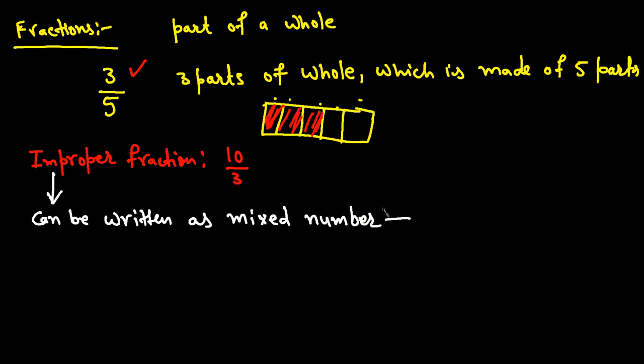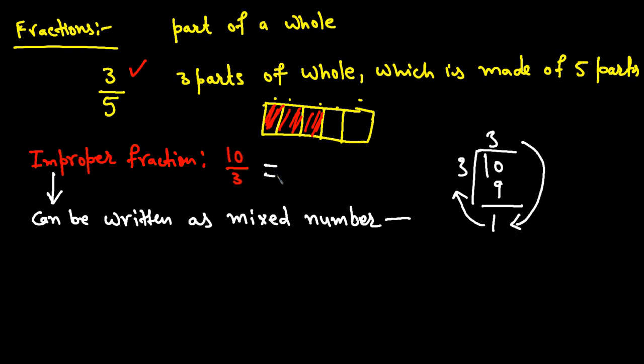So a mixed number is basically a sum of a whole number part and a fraction part. I'm gonna show you what it means. So let's say 10, I'm dividing it by 3. So 3 goes into 10, 3 times, gives me 9. I'm left with the 1 remainder. So it can be written as 3 and 1/3. So that is a mixed number.